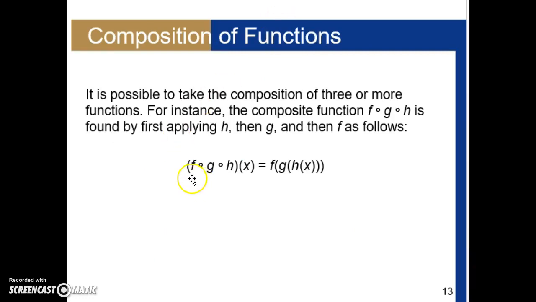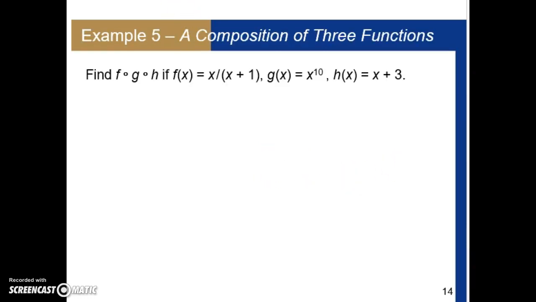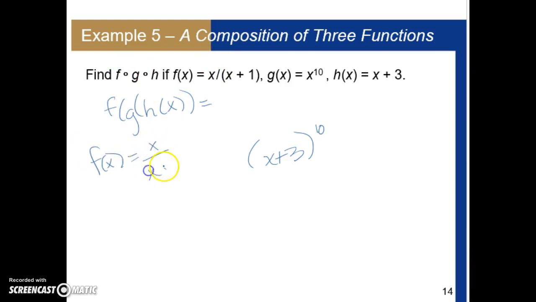It is possible to compose more than two functions. Here it says put h of x inside the g function machine, take that result and put it inside the f function machine. So that's definitely something that can be done as well. So if I want f of g of h of x, then I'm going to start with h of x, put it inside the g function machine, which is x plus 3 raised to the power of 10. And then I'm going to take that and put it into the f function machine. And f of x, just for clarity, is x over x plus 1. So this is what I'm putting into that machine.